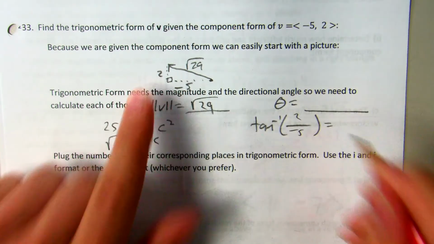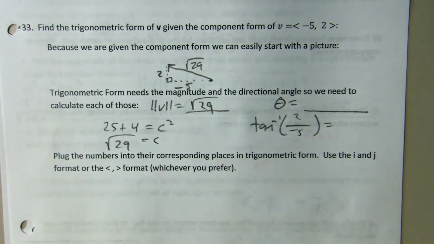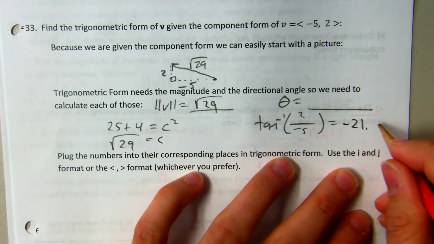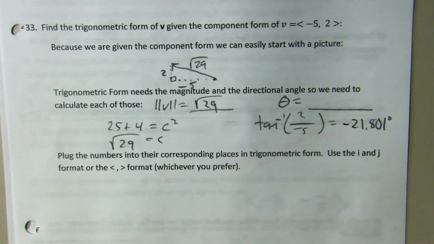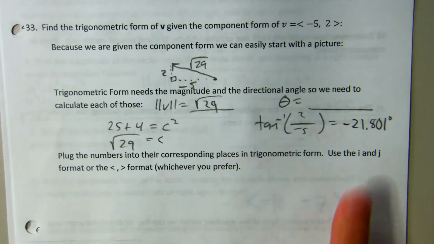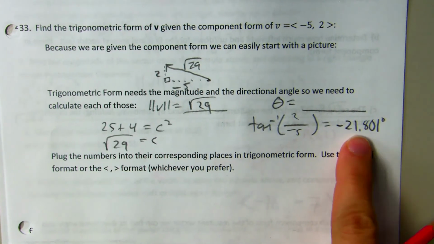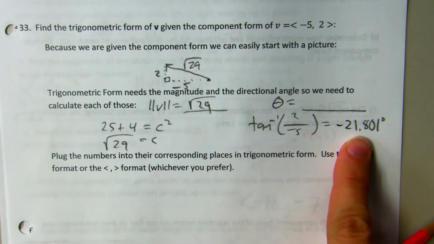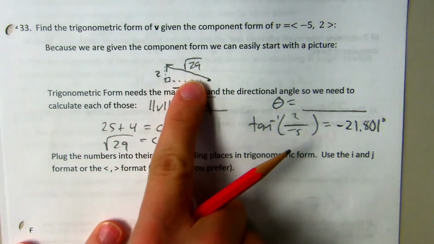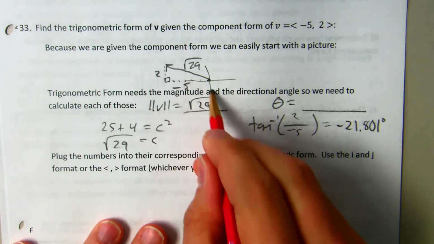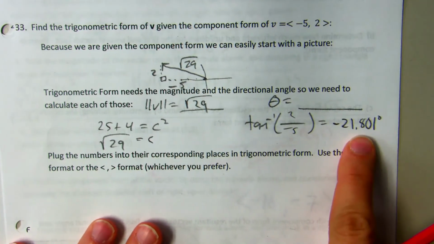Opposite over adjacent. If you want to type it in your calculator, trust our calculator: negative 21.801. So that's the directional angle you got. What quadrant is negative 21 degrees in? Is this guy going down in quadrant 4? So then that's not the angle we want.